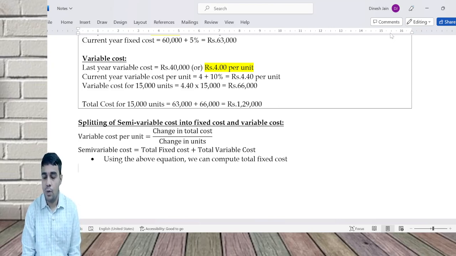Basic rule is whatever you give a semi-variable, I want to convert that into variable and fixed. I cannot work with an item called semi-variable cost because that is not something which is going to help me in doing my analysis properly. Now write example.